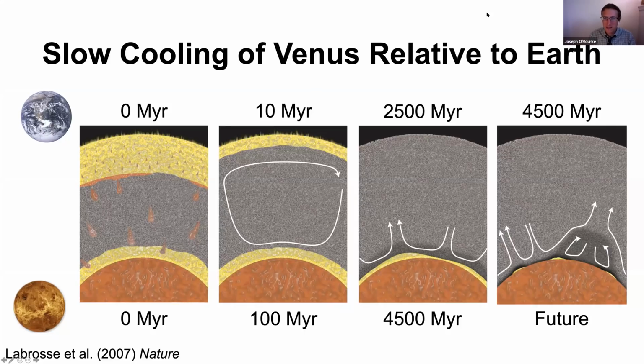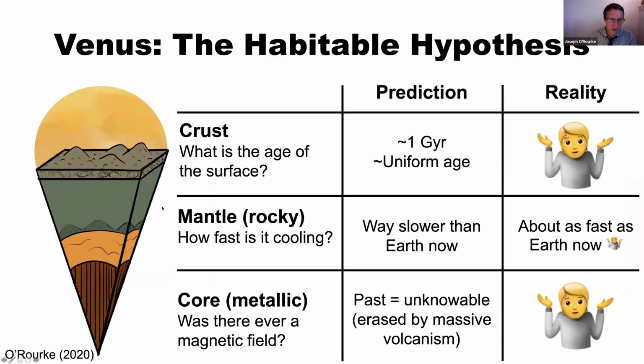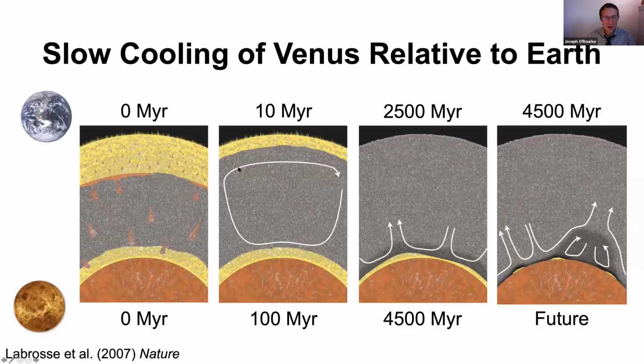And in a very famous Nature paper back in 2007, Stéphane Labrosse published this model arguing that Earth had a basal magma ocean. Sorry, I'm losing my slides. There we go. And so in his model, this superficial magma ocean solidifies within about 10 million years, but the cooling rate of this basal magma ocean is limited by the rate at which heat can be pulled out by solid state mantle convection.